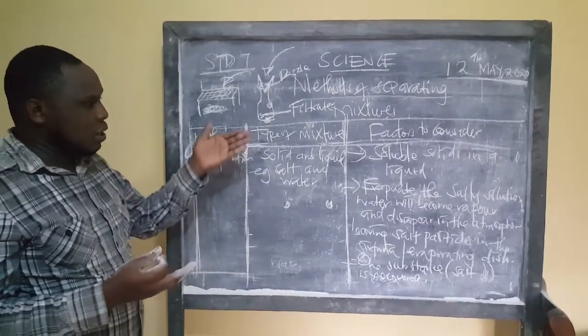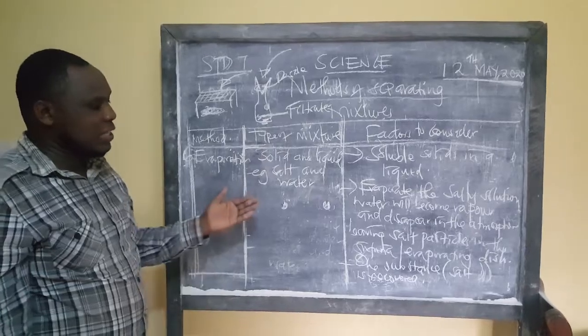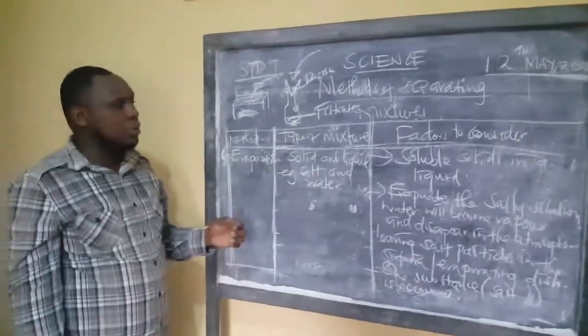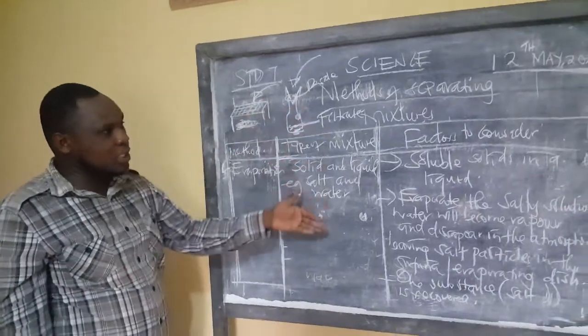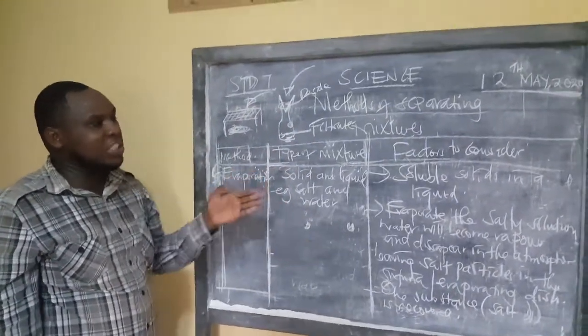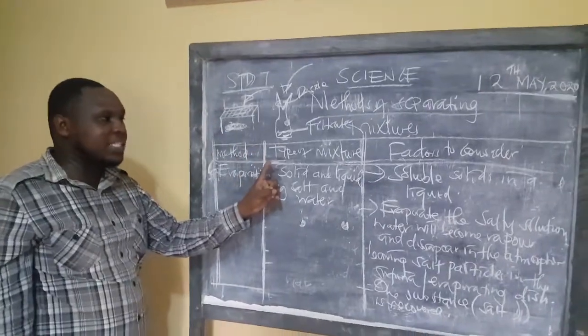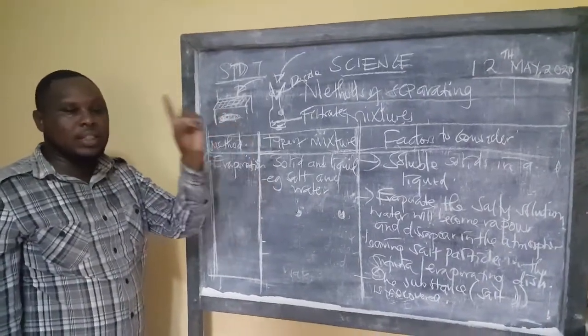Of course, as I said, tomorrow or in the next lesson, we shall be able to handle magnetism as a way of separating mixtures. Go through what we have done today, and ensure that you know the type of mixture to be separated and the factor to consider. That will be very, very important for you.